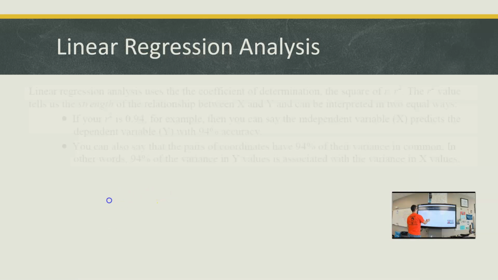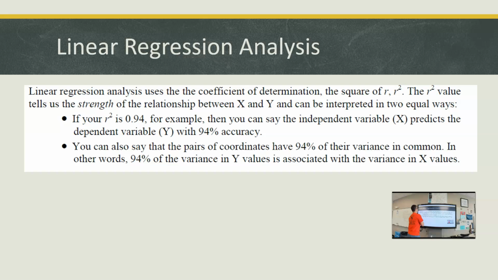All right? So linear regression analysis uses the coefficient of determination, the square of R, or the R-squared test. This is something you probably have seen in Excel when you do this. The R-squared value tells us the strength of the relationship between X and Y and can be interpreted in two equal ways. If your R-squared is 0.94, for example, then you could say that the independent variable predicts the dependent variable Y with a 94% accuracy.